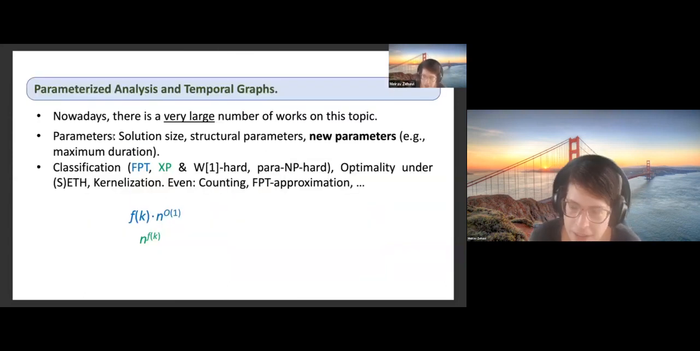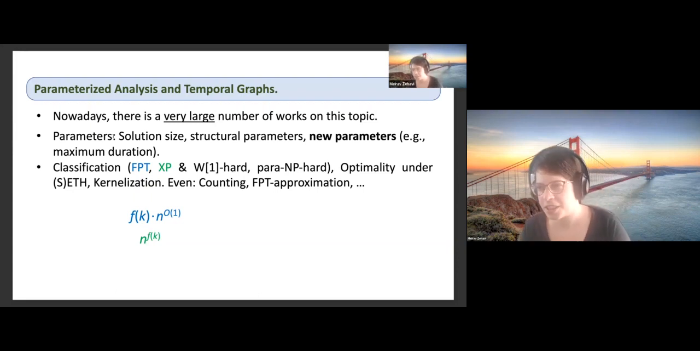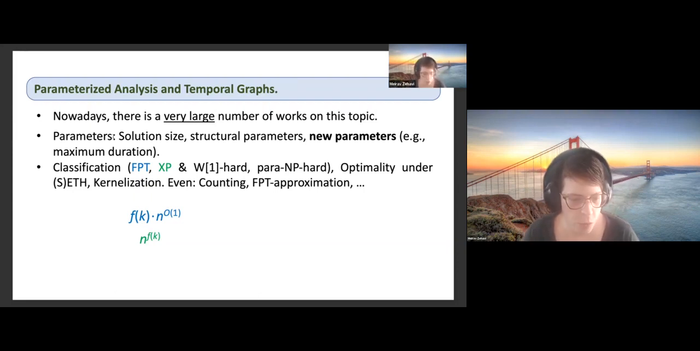So I have limited knowledge about temporal graphs, but while talking with Hendrik and while I prepared for this workshop, I saw that this is a very active topic of research, and there is a large number of works on the intersection of the two, and I think that there are many research opportunities here, and various parameters are studied. Solution size, all of the standard structural parameters are studied for problems on temporal graphs. And what's interesting also is that there are new parameters to consider here, like the maximum duration.